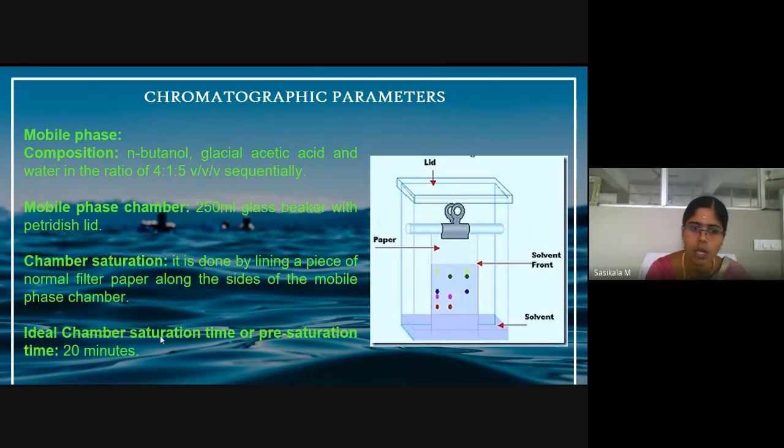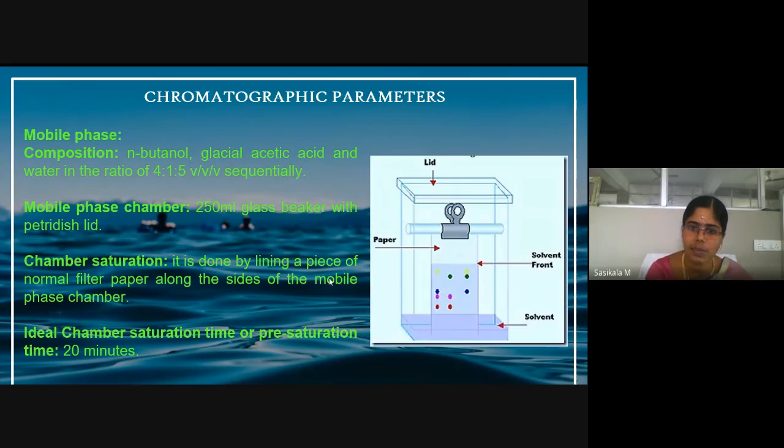So how long do we need to saturate and how is it saturated? Manually you can check whether the chamber is saturated or not by lining a small piece of normal filter paper along the sides of the mobile phase chamber. It will be getting wet along the paper, so that once it reaches the top of the mobile phase chamber, it indicates that the chamber is completely saturated.